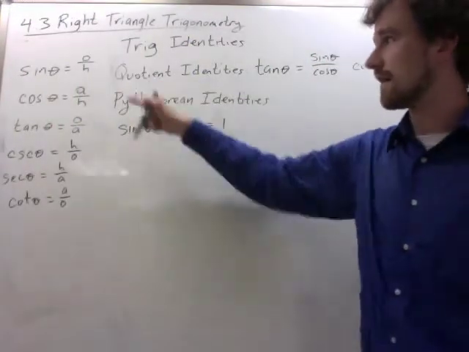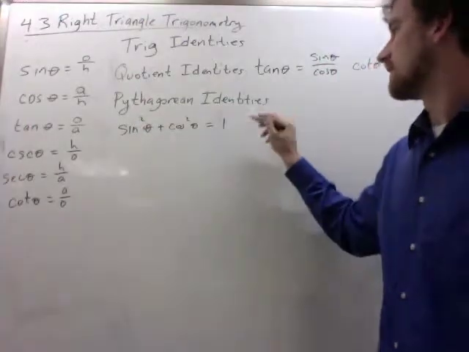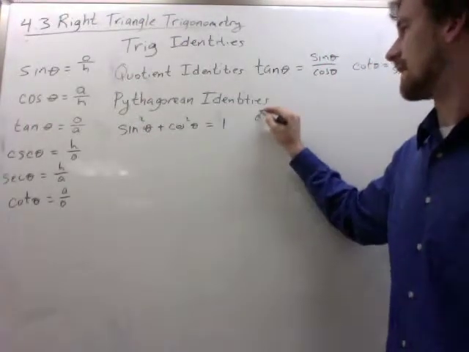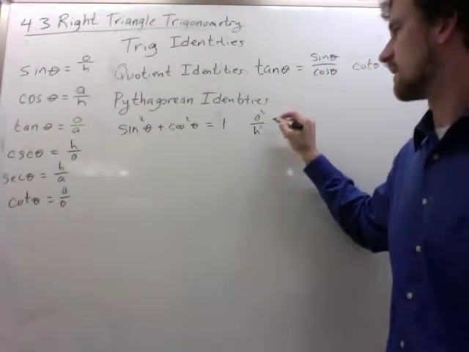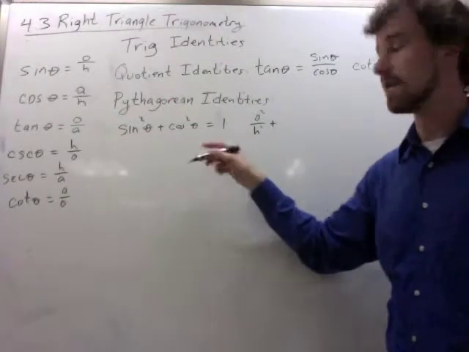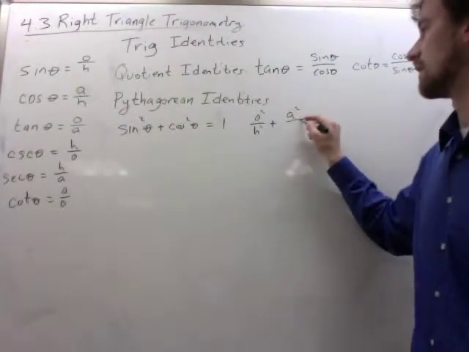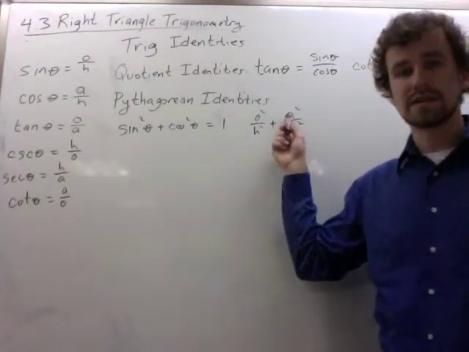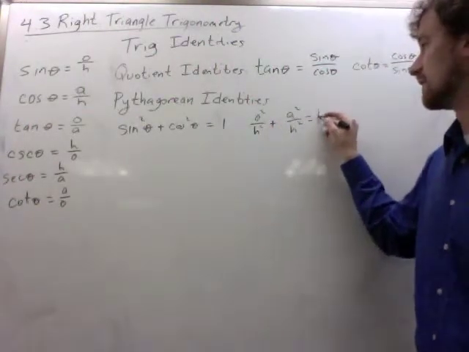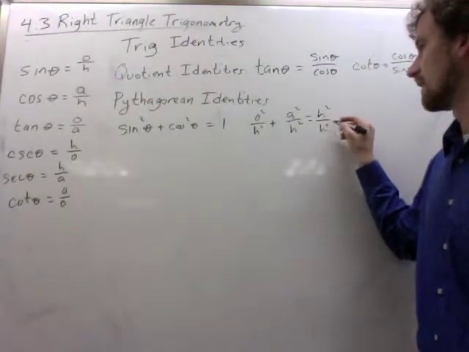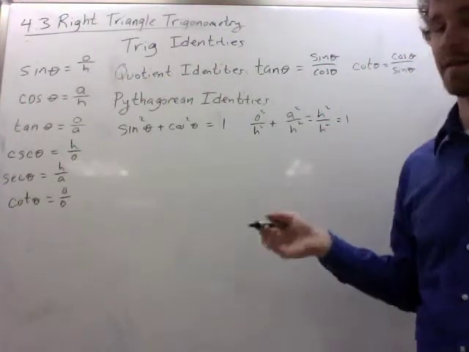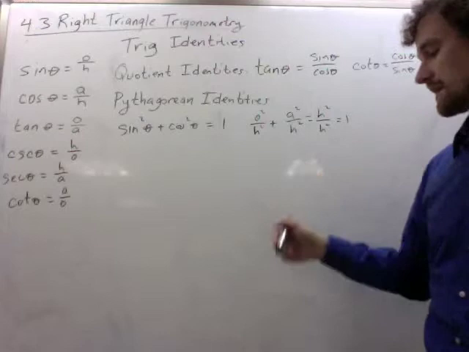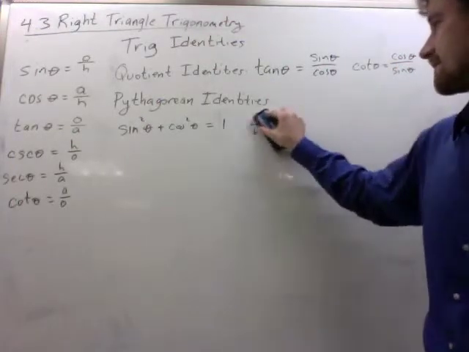If we plug in our opposites and hypotenuses, sine squared would be opposite squared over hypotenuse squared. Cosine squared is adjacent squared over hypotenuse squared. And opposite squared plus adjacent squared is equal to hypotenuse squared, based on our Pythagorean theorem. So that's why it's called a Pythagorean identity.